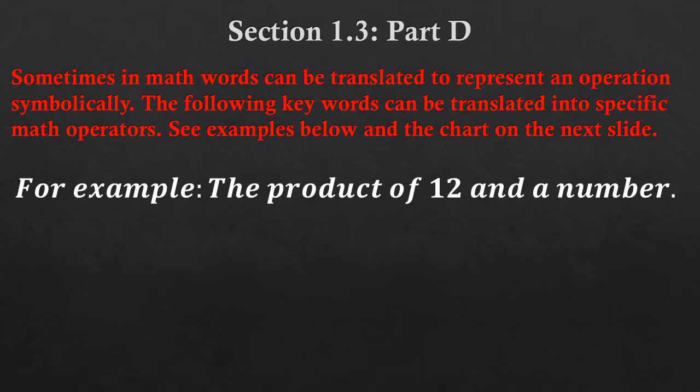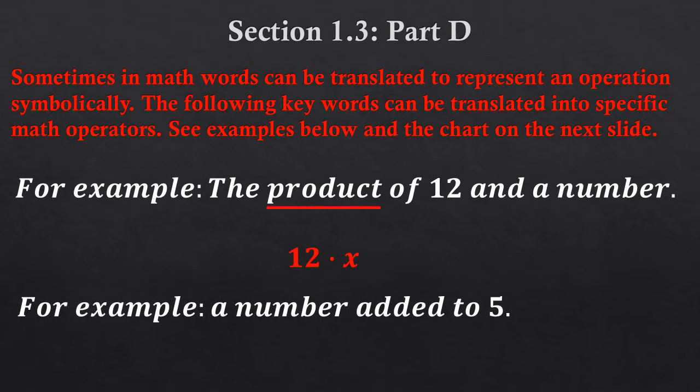For example, the product of 12 and a number. The keyword in this sentence is the word product. Product means to multiply. So when it says the product of 12 and a number, that means 12 times x. For example, a number added to 5. What is the keyword in this sentence? The keyword is added to, which means basically to add. So a number added to 5 means 5 plus x.